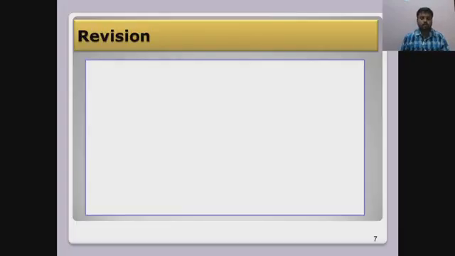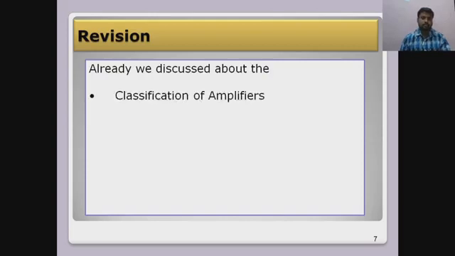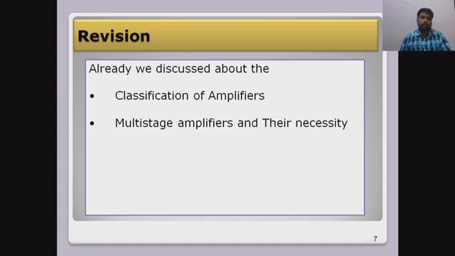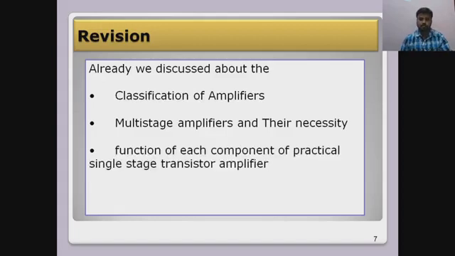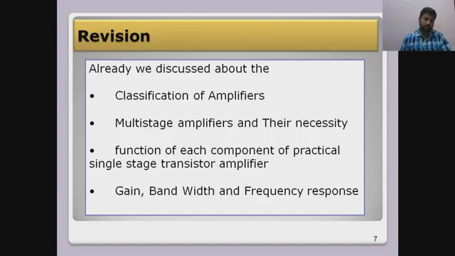Okay, let us go to the revision of what we have already discussed in the previous classes. We discussed the classification of amplifiers, multi-stage amplifiers and the necessity of multi-stage amplifiers, the function of each component of a practical single stage transistor amplifier, which we discussed in a previous semester, and the gain, bandwidth, and frequency response of the multi-stage amplifier.